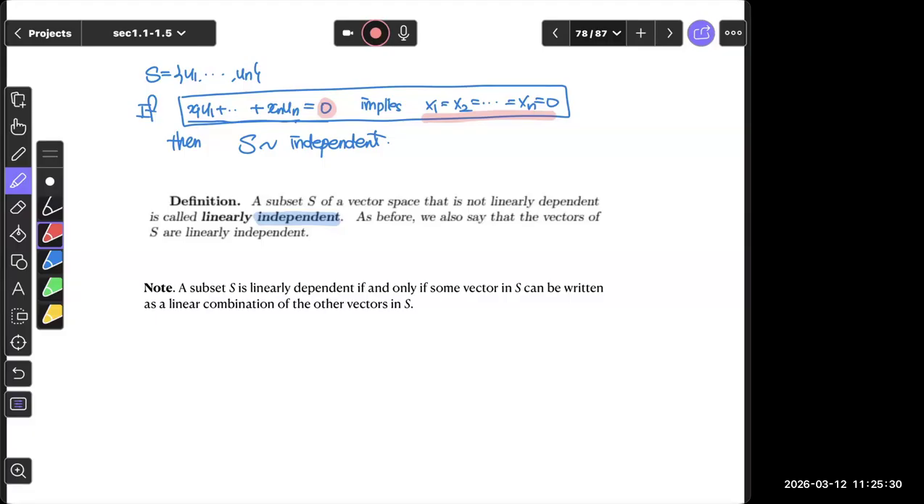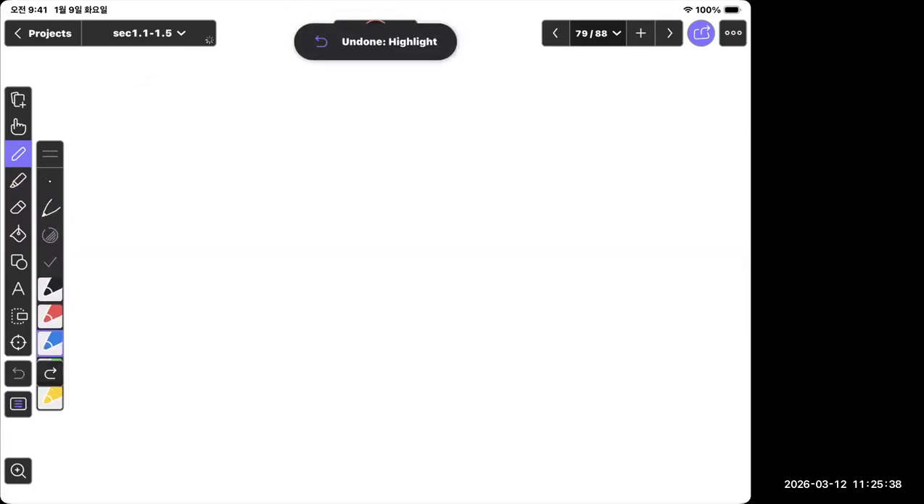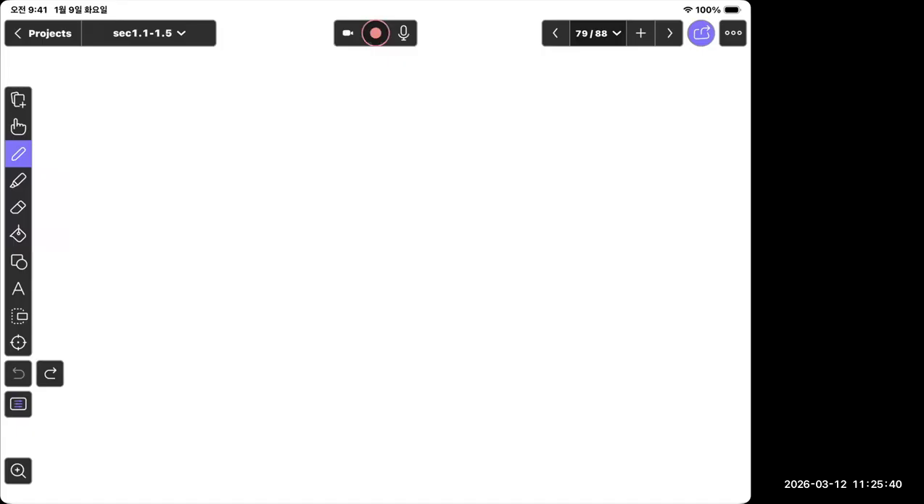Okay. Now, if I have linearly dependent vectors, suppose that S consists of n vectors, and let me assume that this is linearly dependent.